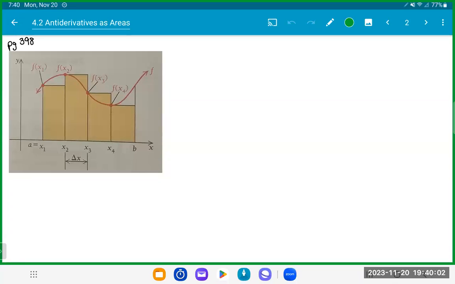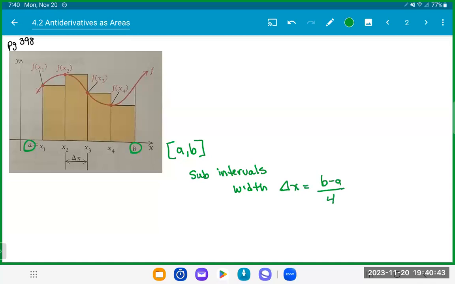So for example, this graph here, we're going to divide our interval. We have this interval from A to B, so our x goes somewhere from A to B. We're going to divide that into 4 subintervals with the width of our change in x, which is (B minus A) over 4, because we want these to be 4 equal parts.